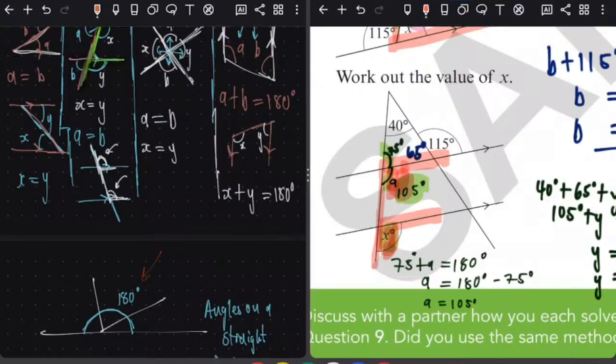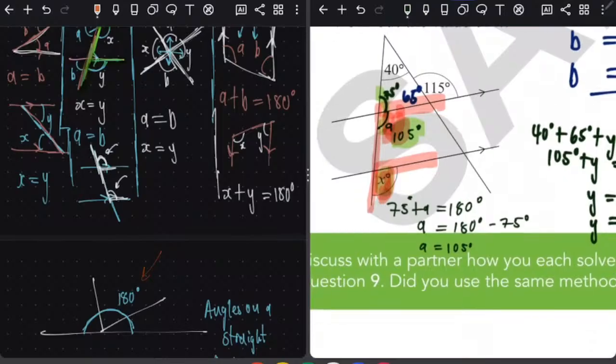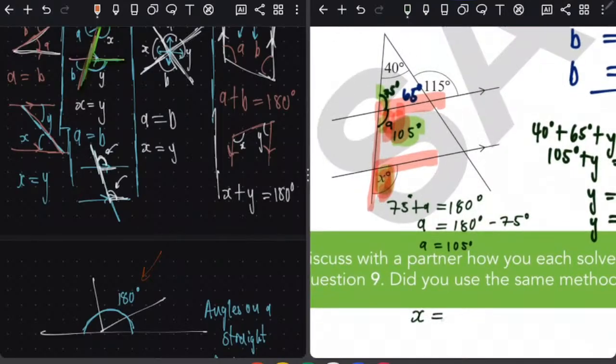So now what do you know about X? What is X? What is the value of X? Quickly tell me. If they make the angle F, what do we know about them? They are what?